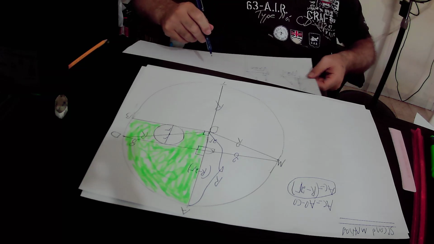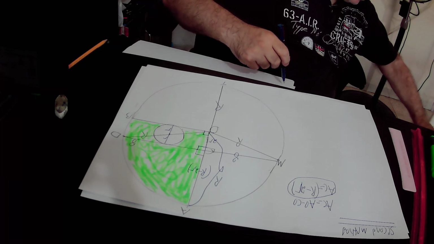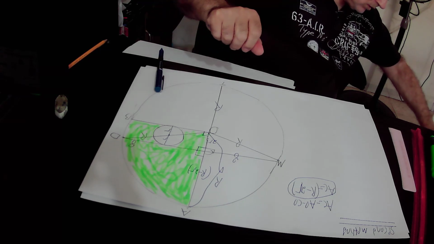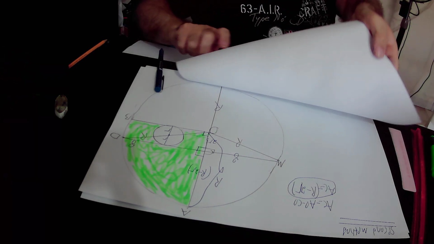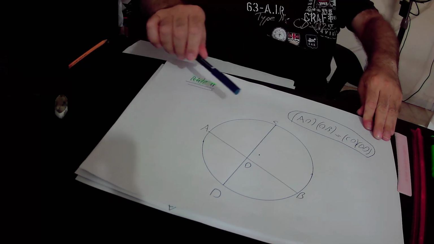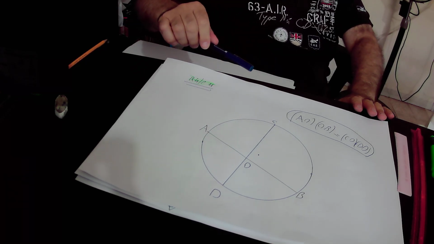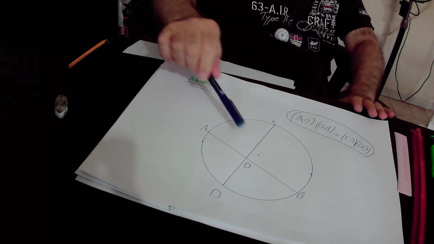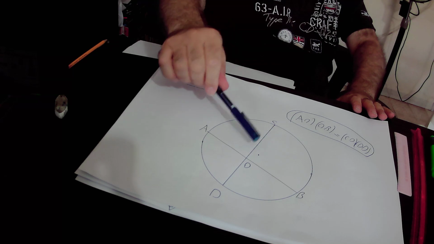In the next step, I present to you rule number 11, and we will implement rule number 11 in our drawing. According to rule number 11, if we have a circle, and inside this circle we have chord AB that intersects with chord CD at point O, then the following equation is true: AO times OB equals CO times OD.